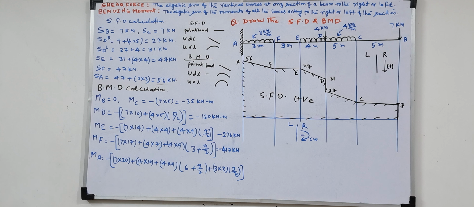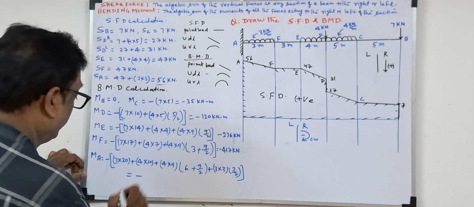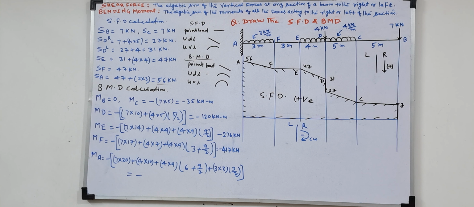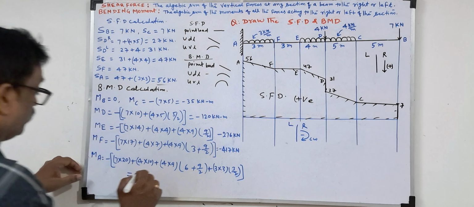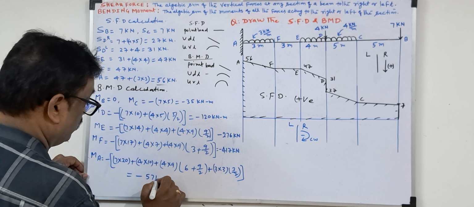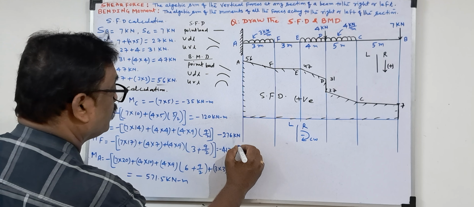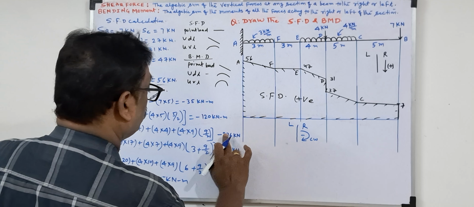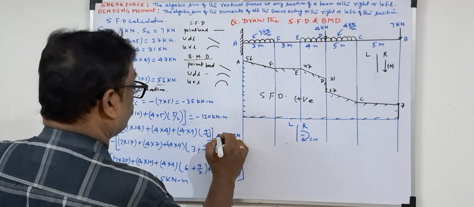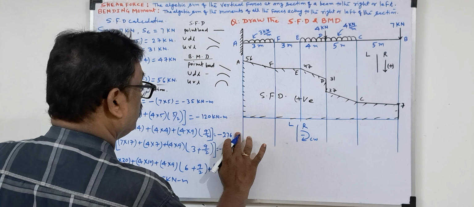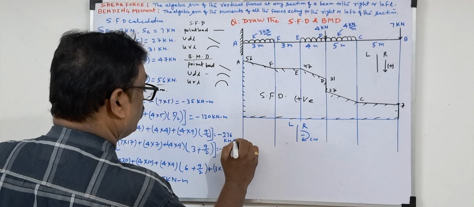7 into 20, 4 into 10, 4 into 9, 6 plus 9 by 2, 3 into 3, 3 by 2. So this value is coming minus this value is coming, how much? 571.5 kilonewton meter. All are kilonewton meter, you have to write, no? So equal to, you write here kilonewton meter.